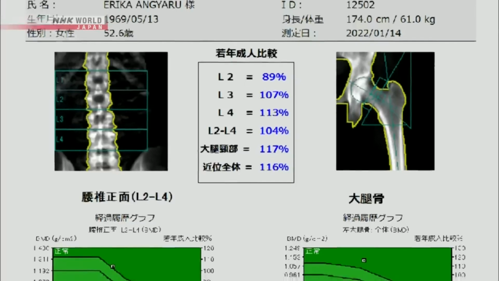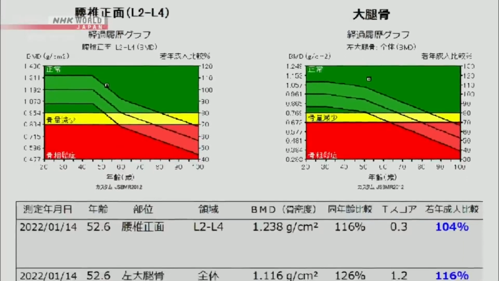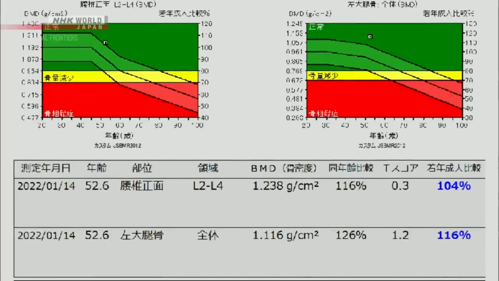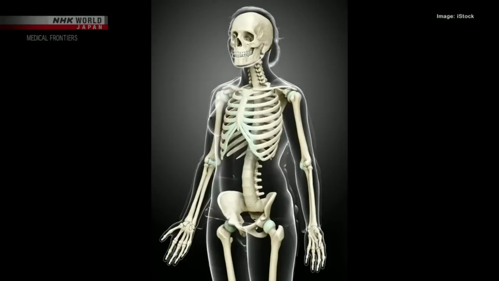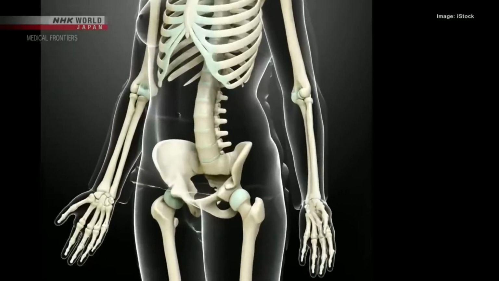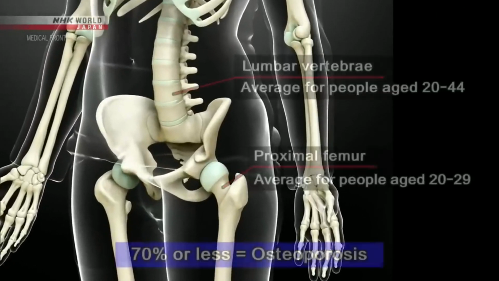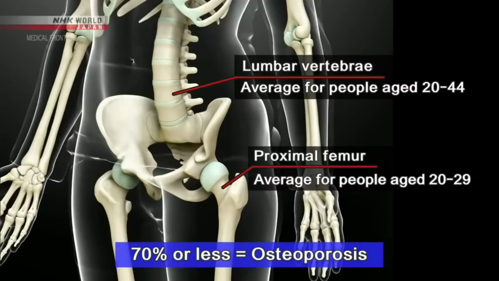Hosoi compares bone density in her lower spine and upper thigh bone with the averages of those areas for younger people. The benchmark values for bone density are the averages for 20 to 44-year-olds in the lower spine and for 20 to 29-year-olds in the upper thigh bone. Readings that are 70% of these benchmarks or less are diagnosed as osteoporosis.